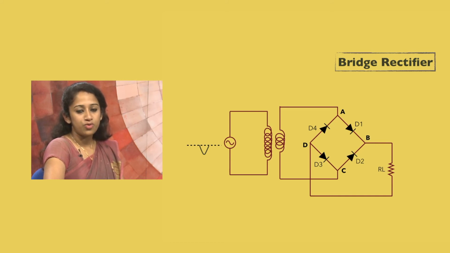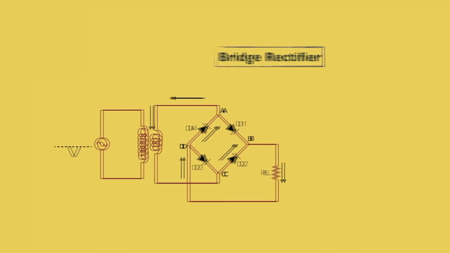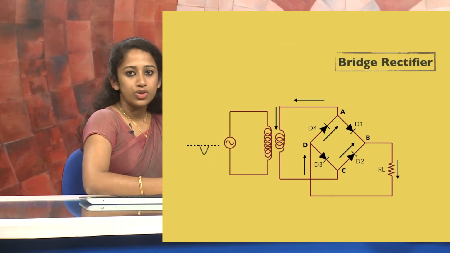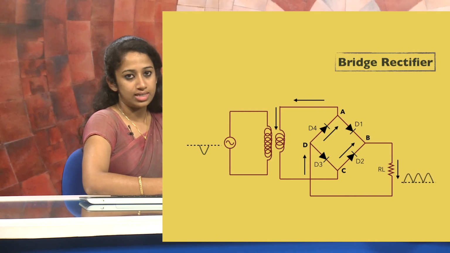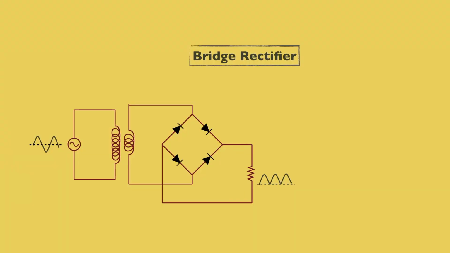The current will flow from point C through the diode D2 to point B, reach the load resistor RL, move to point D, and through the diode D4 to point A and then reach the upper terminal of the transformer secondary. The direction of current flow is given by this figure. So during the negative half cycle of the input also, we get an output of positive polarity. It can be seen that on each half cycle opposite pairs of diodes conduct, but the current through the load remains in the same polarity for both half cycles. This figure shows the input and the output waveforms.